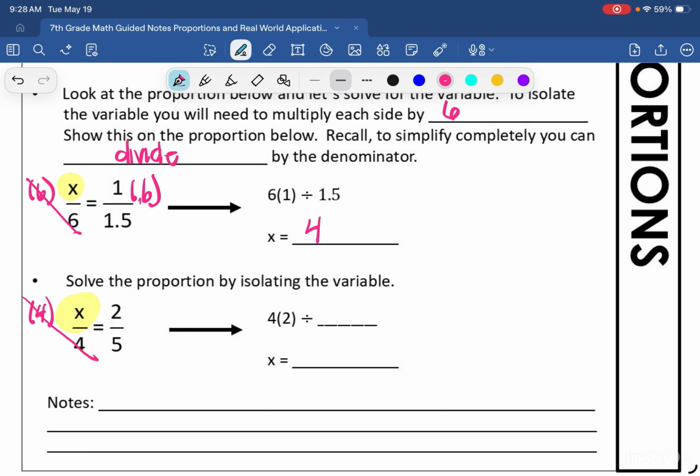so 1x. I need to multiply this side by 4 as well to keep the equation balanced. Then I have 2 times 4, which is 8, and then I need to divide that by 5. So 8 divided by 5 gives me 1.6.